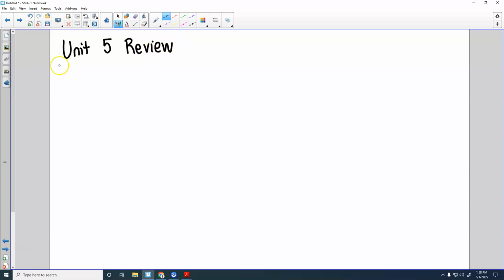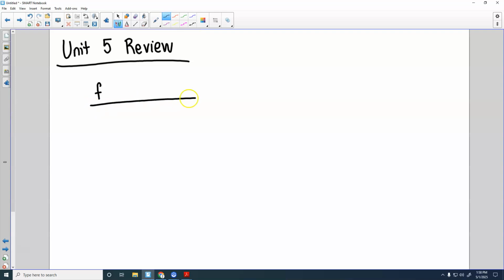So, just a few notes on Unit 5. I don't even know if we need to write this down because I'm pretty sure you all have this pretty well memorized. But Unit 5 is primarily your increasing, decreasing, maximums, minimums, concavity, those sorts of things.